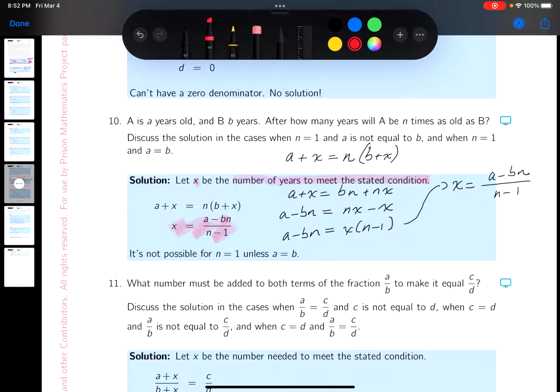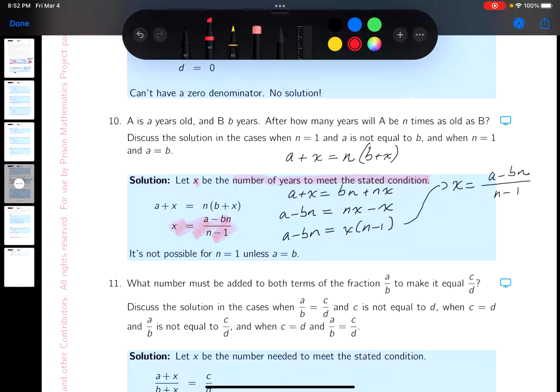And they said, discuss the solution in the case when n equals 1 and a is not equal to b. Well, if a is not equal to b and n is equal to 1, it's definitely undefined. All right? So now why is that? I would have no cancellation of the n minus 1 business. So n can't be 1 in the case where a is not equal to b.